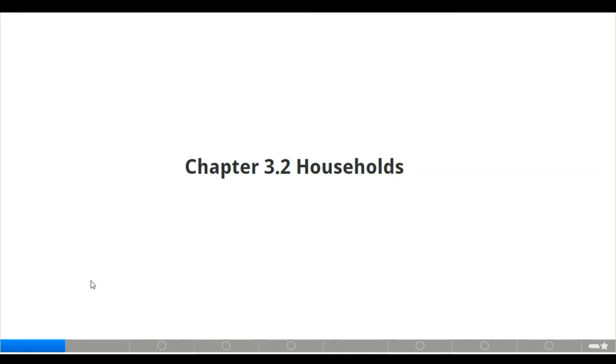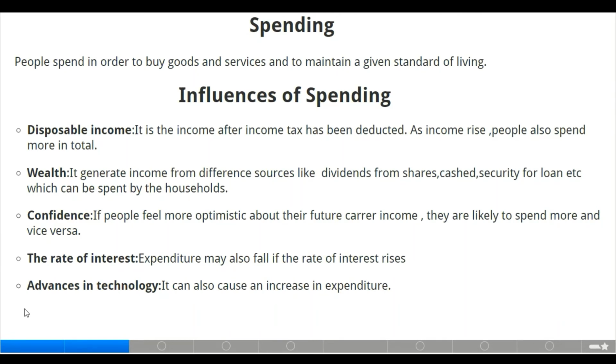The next topic in our syllabus we'll be treating today is household. Now, what are we treating under household? The first topic we are looking at under household is spending. And what do we know as spending? What does spending mean to us? People spend in order to buy goods and services and to maintain a given standard of living. Spending also means consumption or your expenditures.